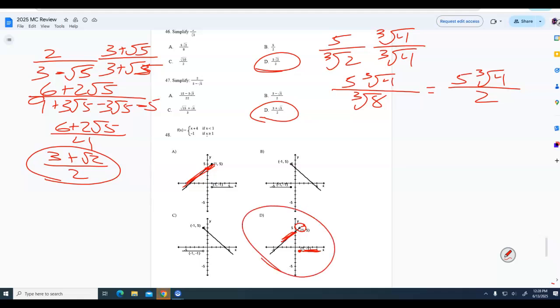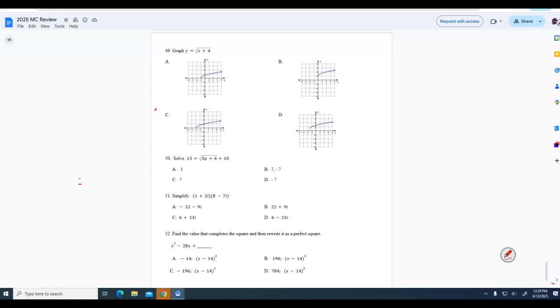We can eliminate B and C right away because these are negative slopes and we have a positive slope here. With the radical, obviously all the points or all the graphs are going this way. -4 creates a 0 here. So I'm really just going to go off of that point. And there's my answer.